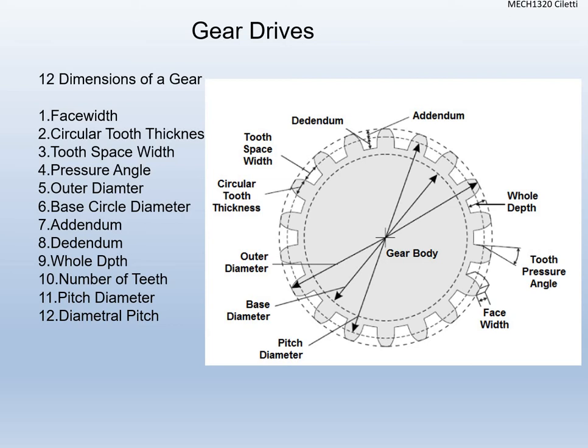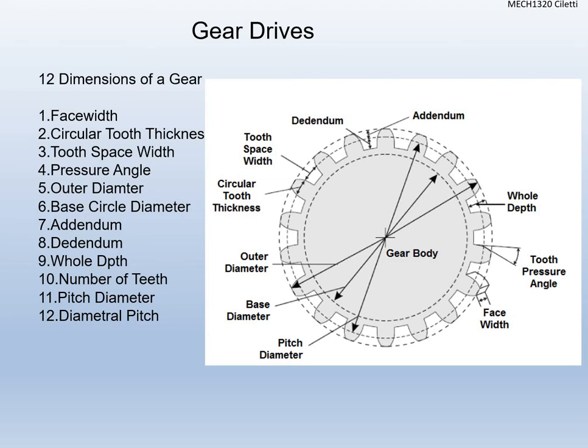Okay, then we have circular tooth thickness. See where the angle goes. It's generally on what we call the pitch diameter, but it's just the chunk of the tooth there and how wide that is. Okay, we have the tooth space width. You can see that's in the upper left-hand corner. That's the distance between the teeth on the gear. That also lies on the diametral pitch as we do that.